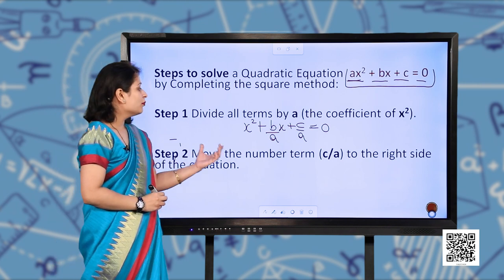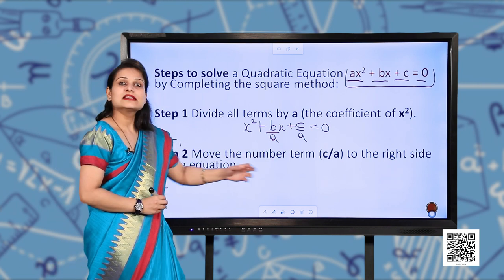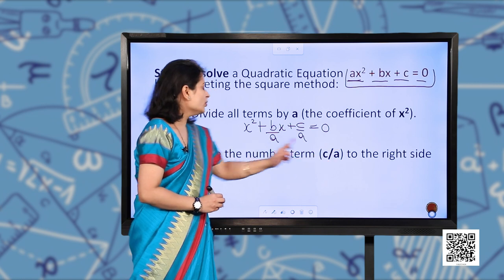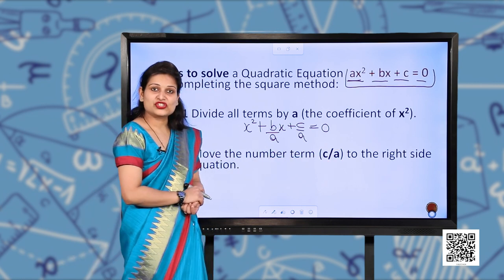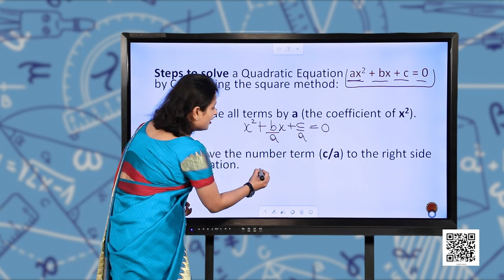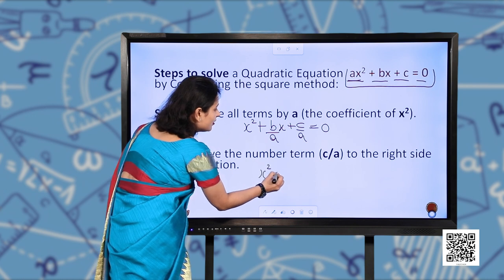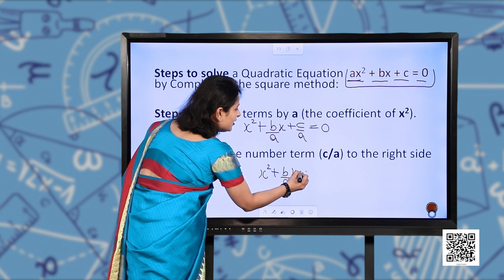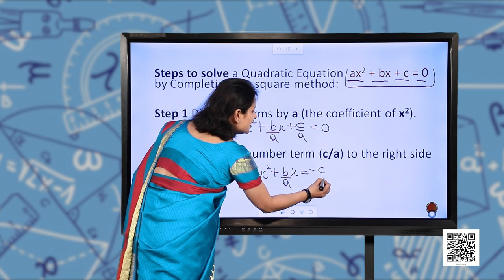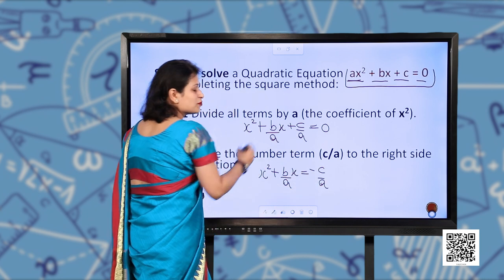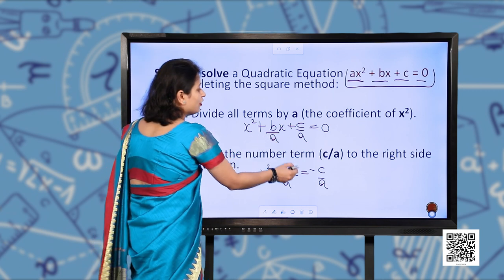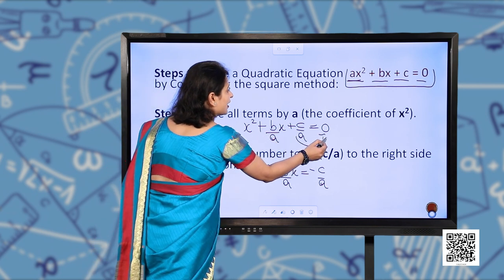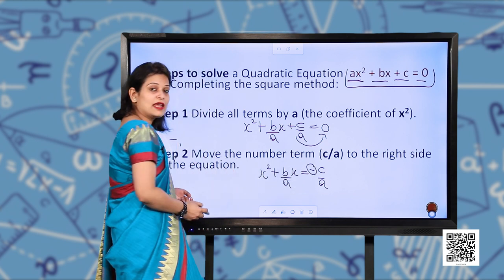Step 2, move the number term c by a to the right side of the equation. So what will we get? We get x square plus b by a x is equal to minus c by a, since it is positive here, and when we move this term to the right hand side, it will become negative.